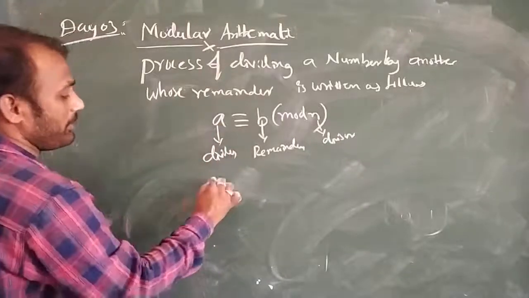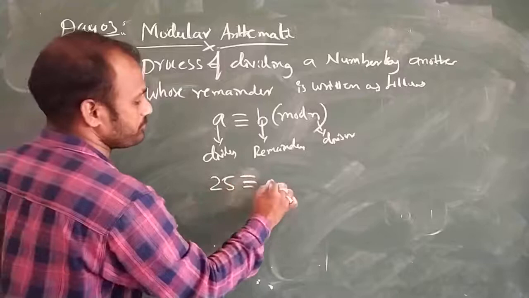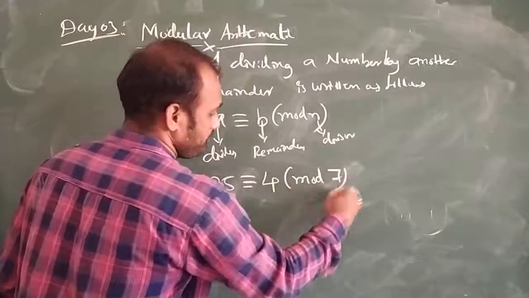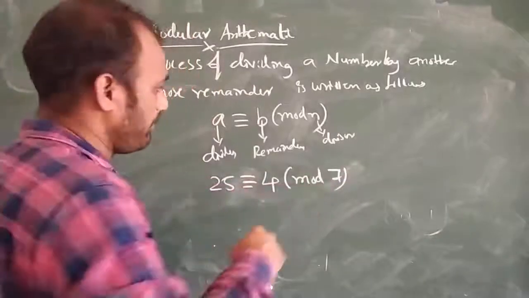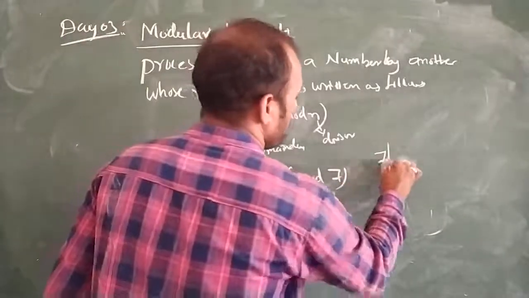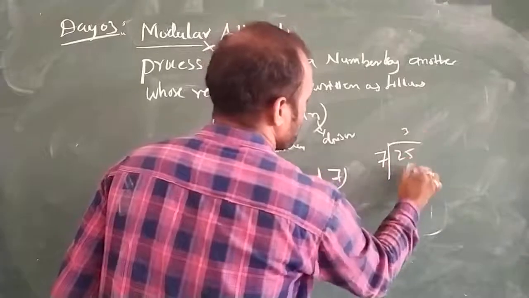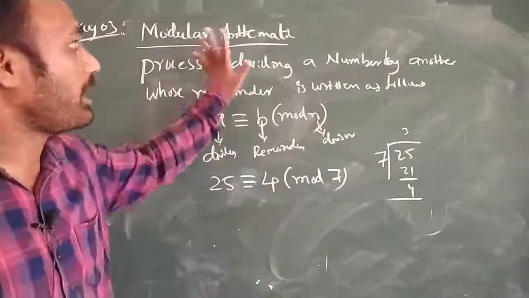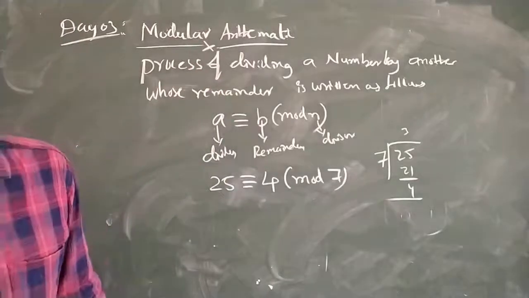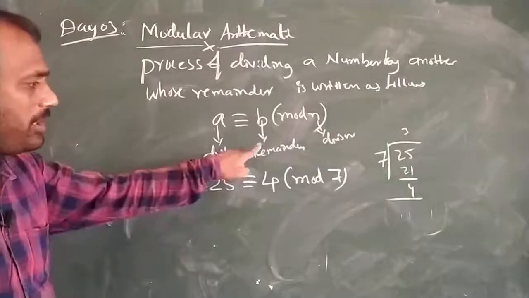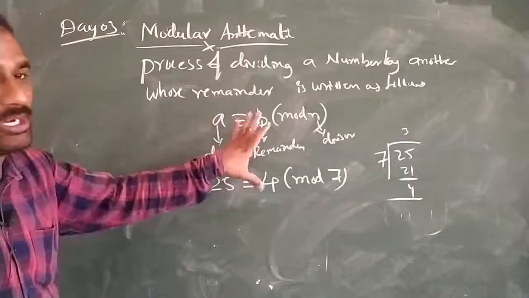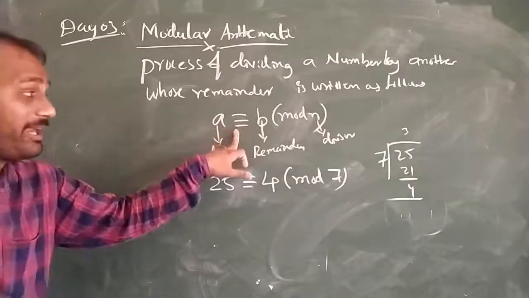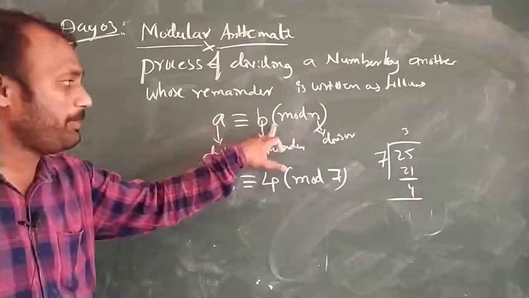For example, let us take 25 modulo 7, which is 4. So I have to divide 25 by 7. 7 threes are 21, remainder 4. So this is the way of representing modular arithmetic, where this is the remainder. A congruent, this is read as congruent. So A congruent B modulus n.